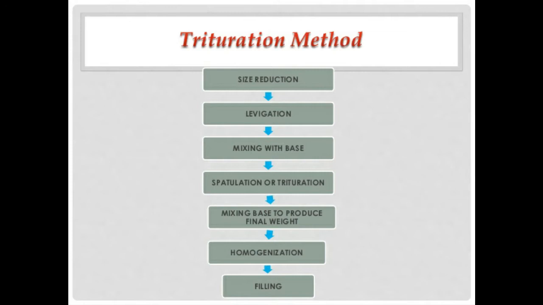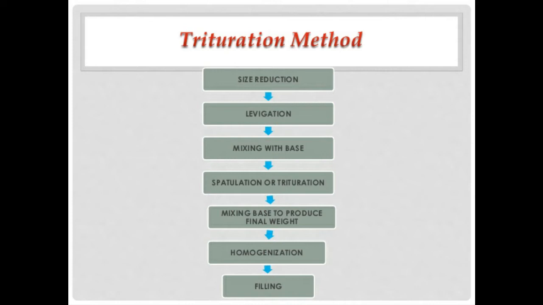The first method is the trituration method. The trituration method is the most commonly used for the preparation of semi-solids. This method is used for reducing substances to fine particles by rubbing or grinding them with a mortar and pestle or an ointment slab.